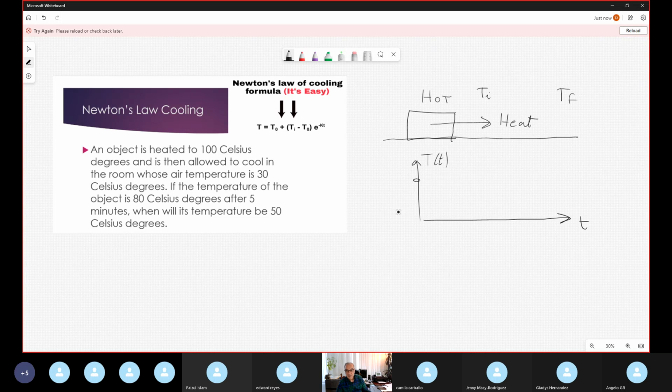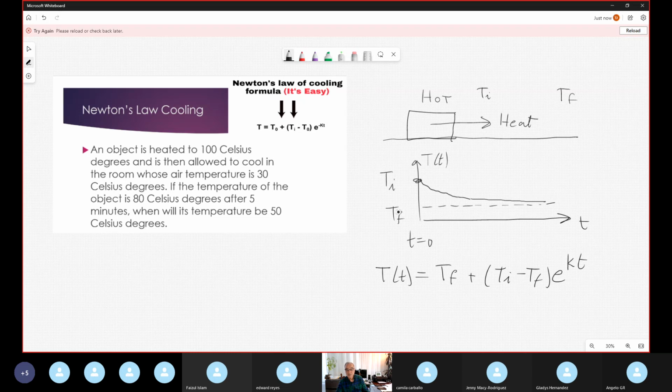We have the initial temperature at t equals 0, and the temperature decreases, but not to 0, it decreases to a value that is called the final temperature. And what is the formula? The formula is temperature at any time equals temperature final plus temperature initial minus temperature final, times e to the kt. It's the formula for Newton cooling.